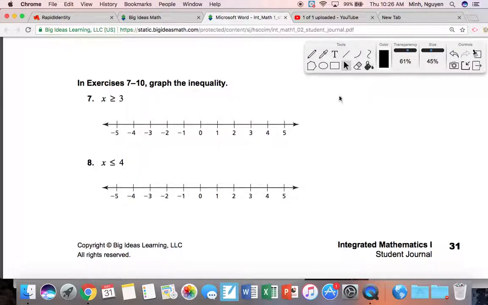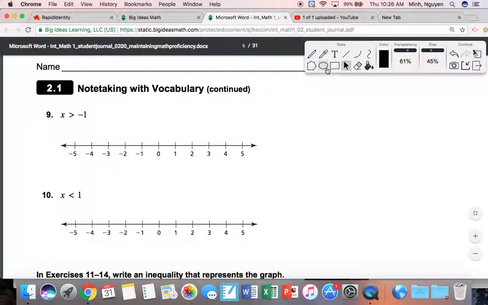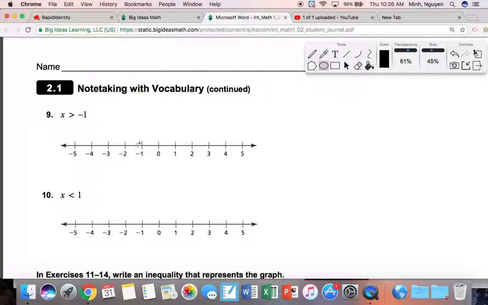Moving into the next page. We have no equal sign, so that means this circle will be what kind of circle? Empty. Yes. So I'm going to leave that there. It's going to be empty. Greater than -1. Greater than, so a positive number. Positive numbers are greater than negative numbers, so we got to go towards the positive side. In this case, it is to the right. Well, positive numbers are always to the right. Okay. And that's number 9.